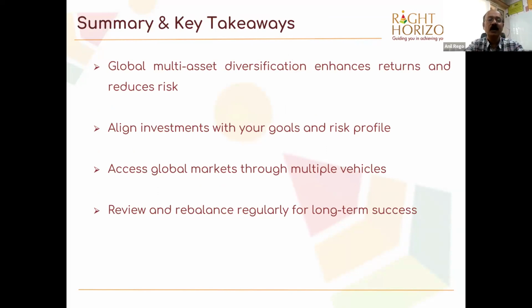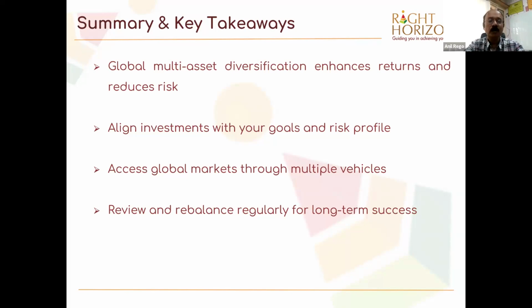So basically, just a few points that I want to leave you with. A global multi-asset diversification is a good thing to look at. And it's good to start working towards some global asset allocation, even if it's in a phased manner. Yes, you can always start with mutual funds in India with a global perspective. But as you go forward, as your asset size grows, it makes sense to diversify.